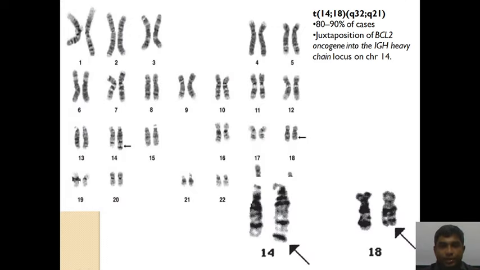In cytogenetics, we look at the chromosome number and structure. Here, if you see chromosomes 14 and 18, there is loss of chromosomal material here, and some gain here. So this translocation of chromosomes 14 and 18 leads to juxtaposition of the BCL2 gene onto the immunoglobulin heavy chain on chromosome 14. This leads to the pathogenic features associated with follicular lymphoma.